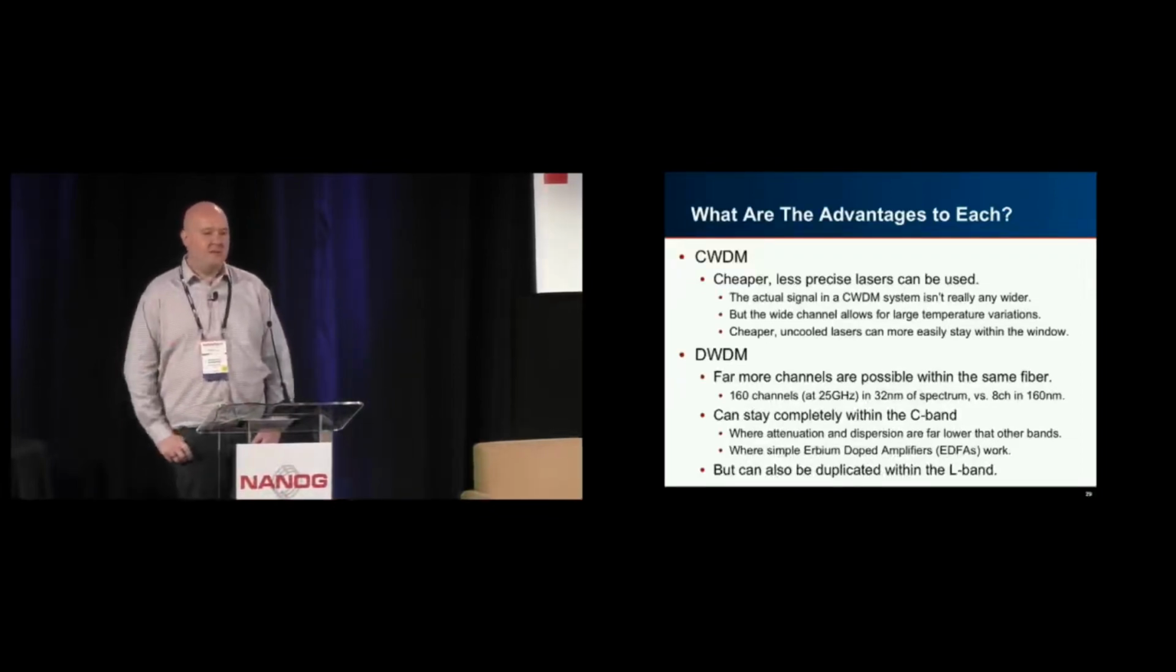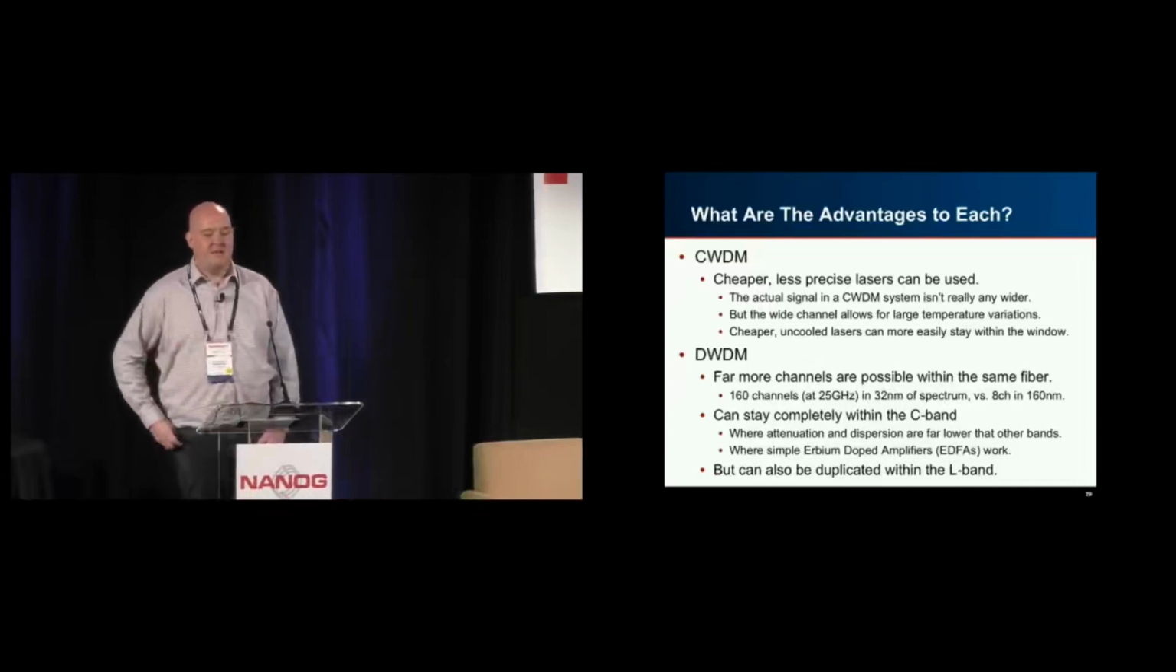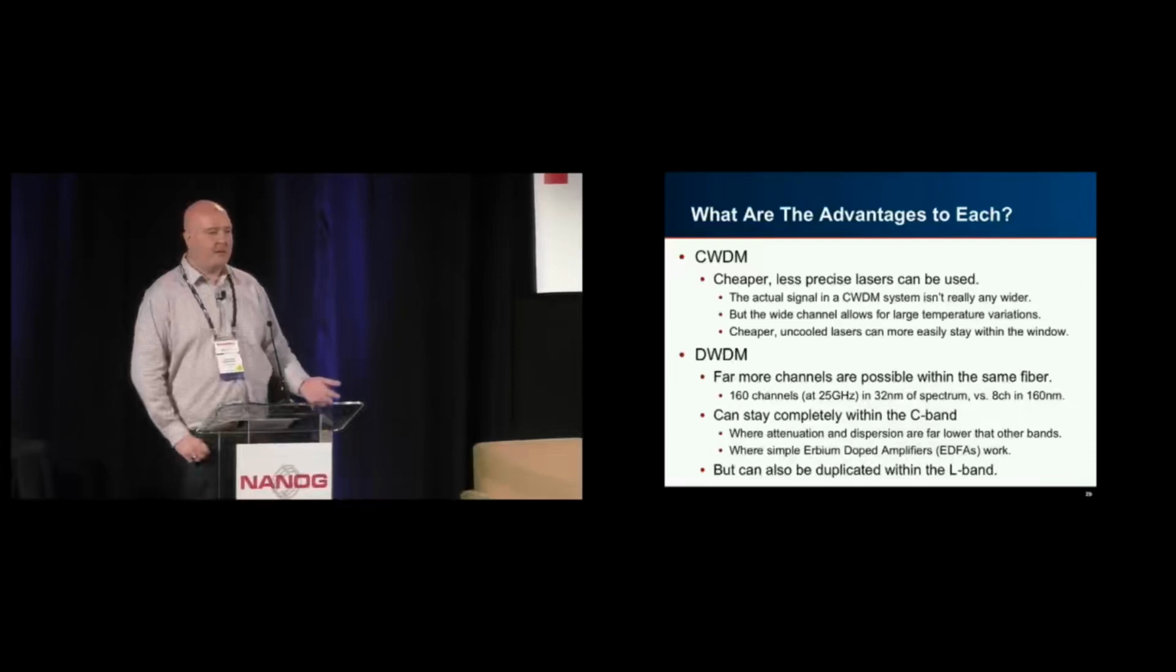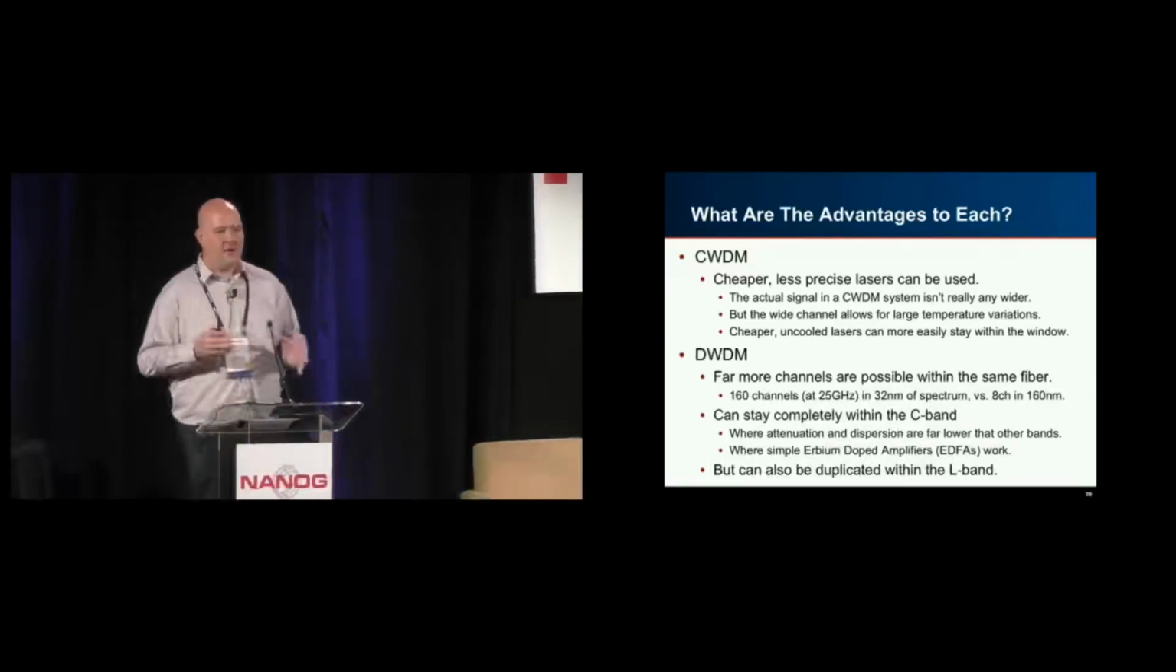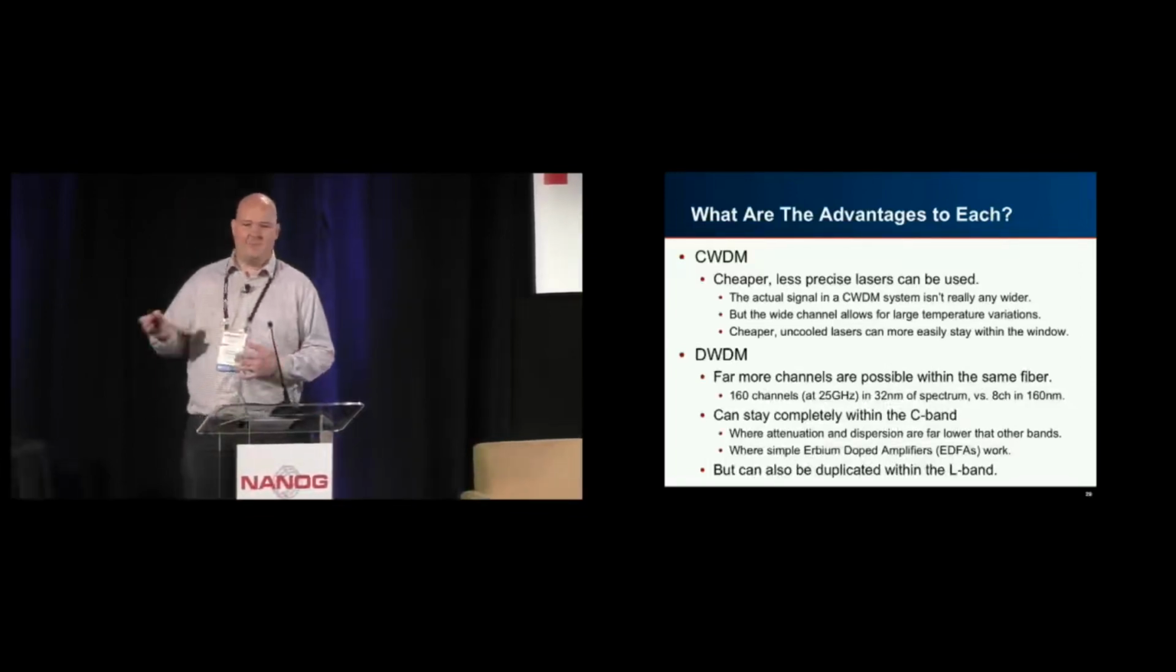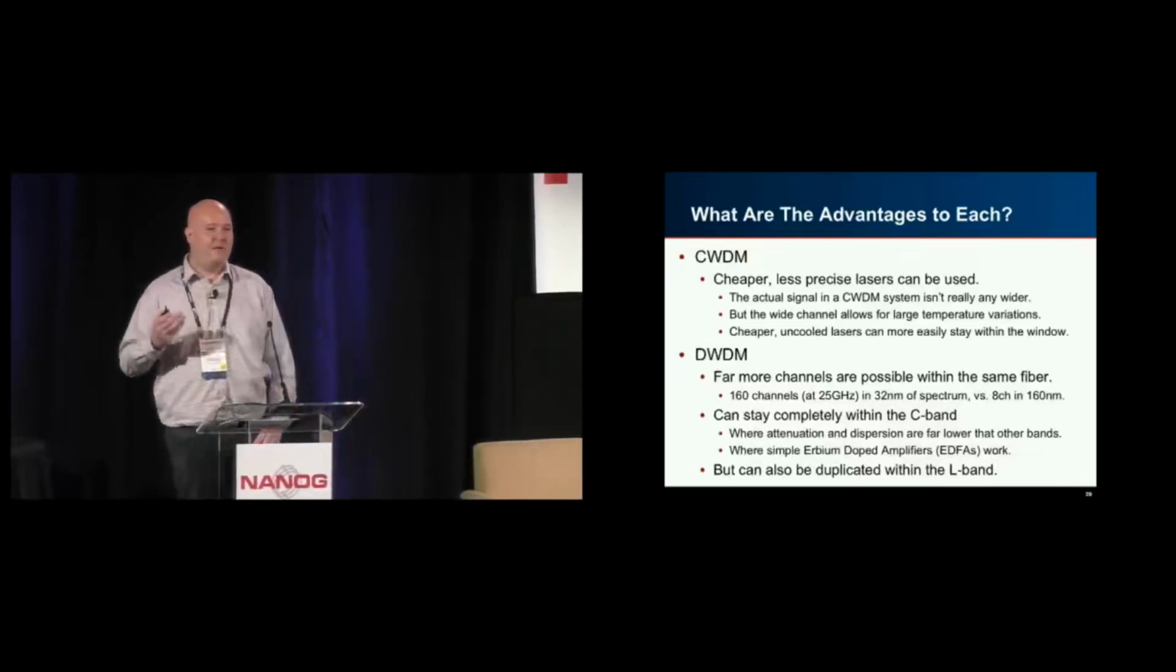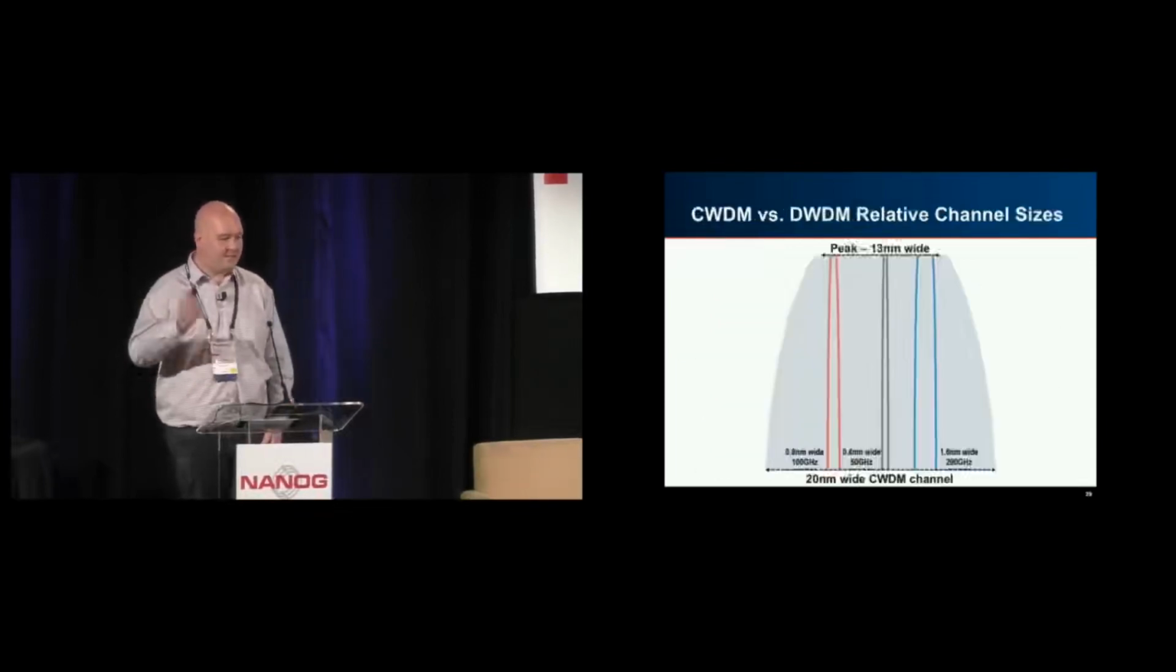The other big advantage of DWDM is that it can stay entirely in the C-band, and that's a band that gets a lot of other properties. So one of the biggest ones is what's called EDFAs, erbium-doped fiber amplifiers. This is the range of frequencies where these work to amplify the light, make it brighter over time. I'll talk a lot more about this later, but that property lets you work with that in a much easier way. And this can all be duplicated again, like I said, in the L-band. Effectively, it's just a straight duplication.